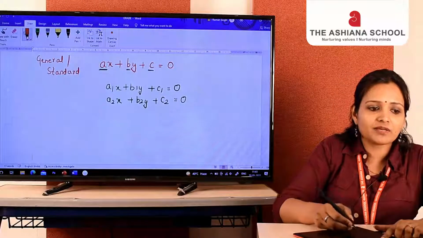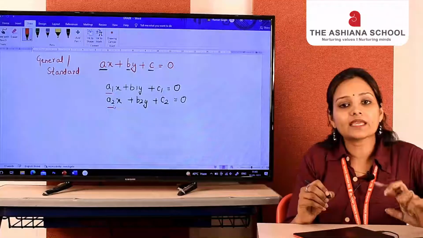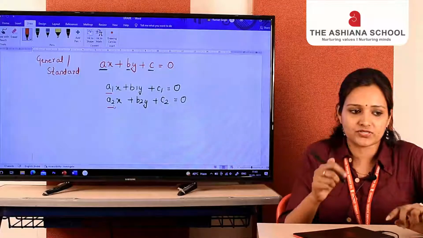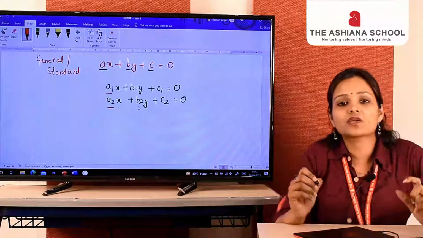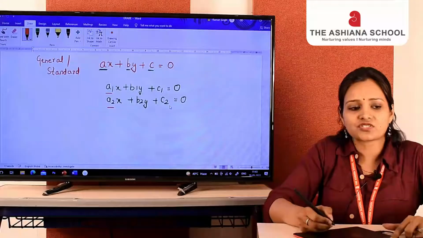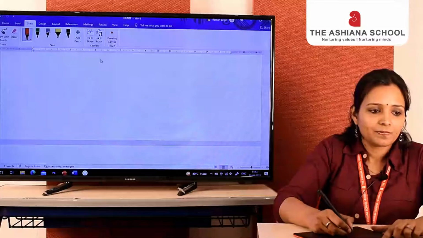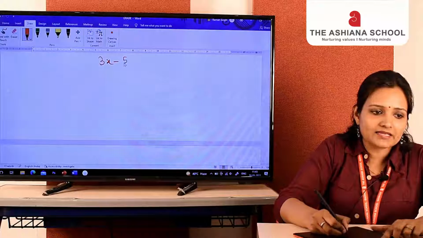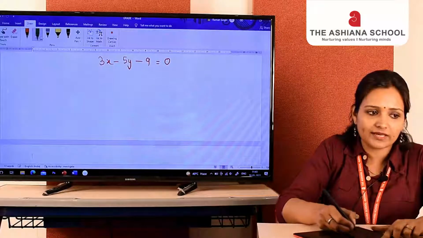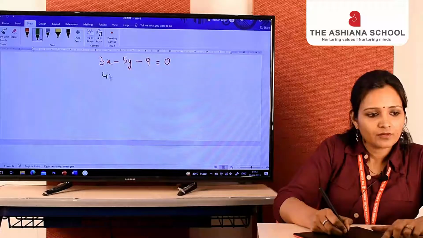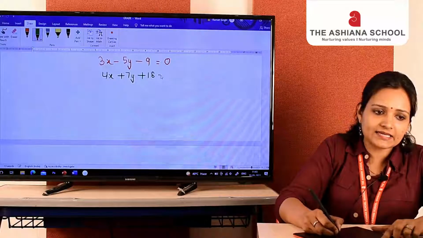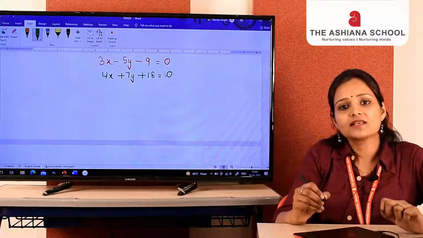So can we guess from here what are a1 and a2? a1 and a2 are the coefficients of x in the two equations. b1 and b2 are the coefficients of y, and c1 and c2 are the constant terms. For example, 3x minus 5y minus 9 is equal to 0 is one equation. 4x plus 7y plus 18 is equal to 0 is the second equation.